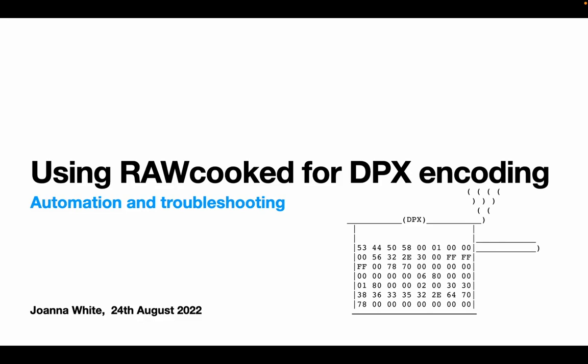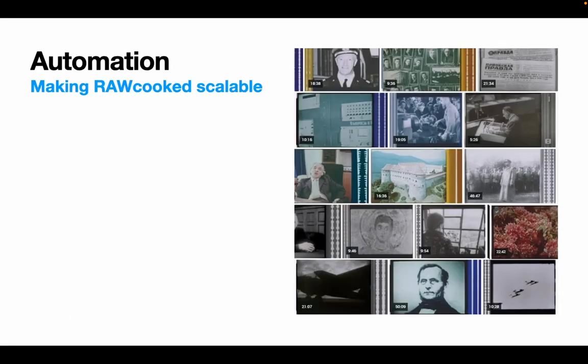Hi there. In this half, I'm going to be talking about ways you can increase the scale of your encoding throughput and offer suggestions for ways to troubleshoot problems you may encounter while RAWcooked encoding. So let's jump straight in.